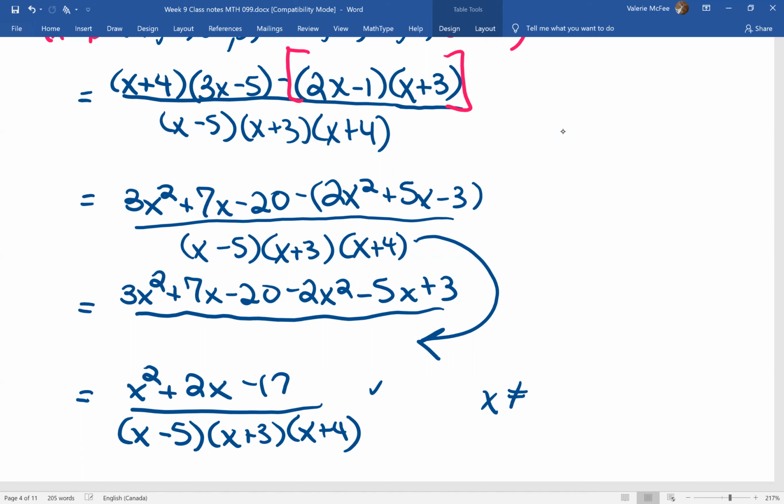We have 3 restrictions. There you go. Let's leave this for this lecture. We'll come back and finish up week 9 with complex rational expressions.